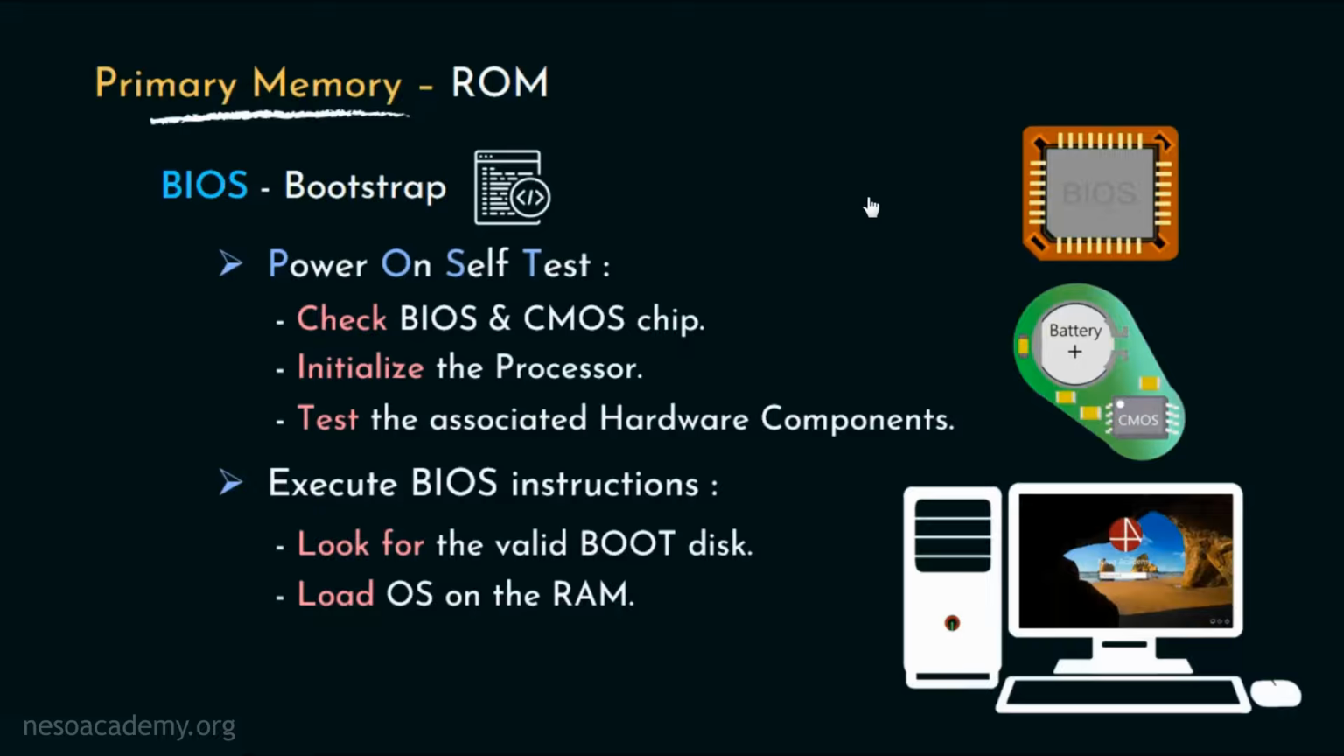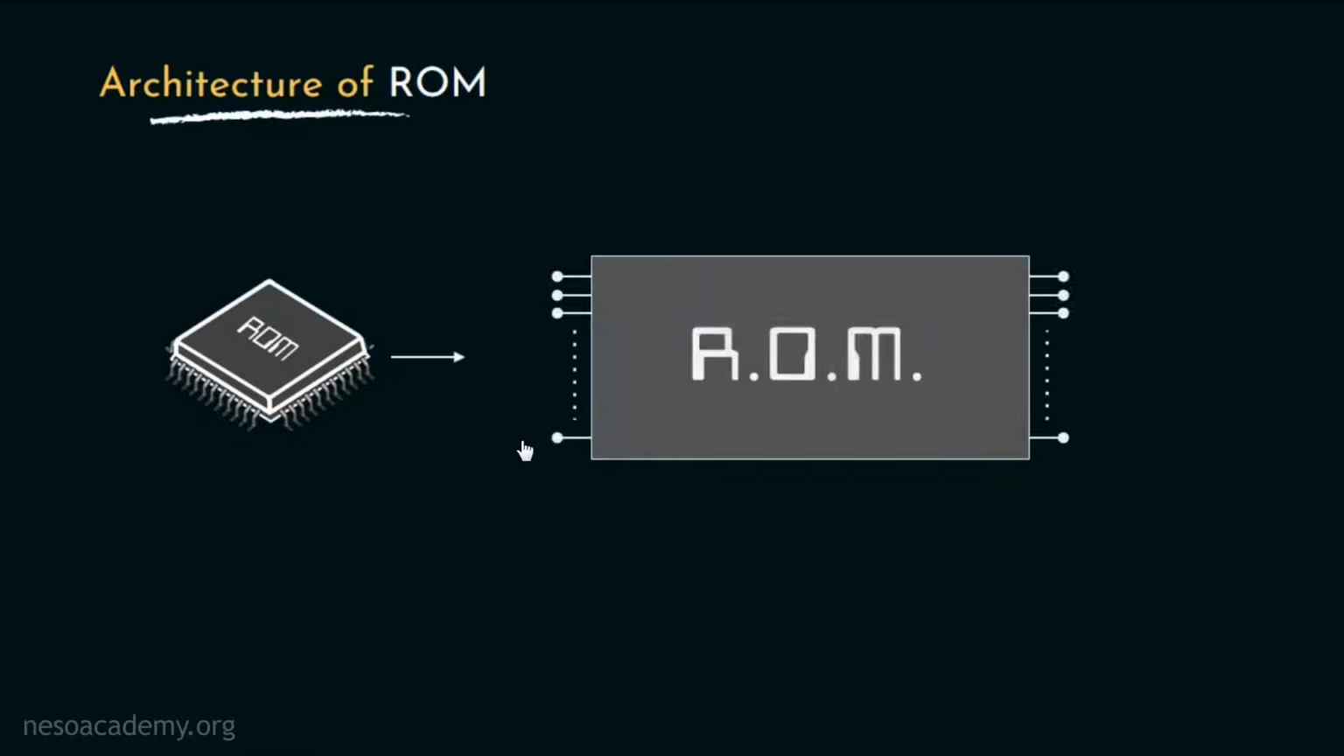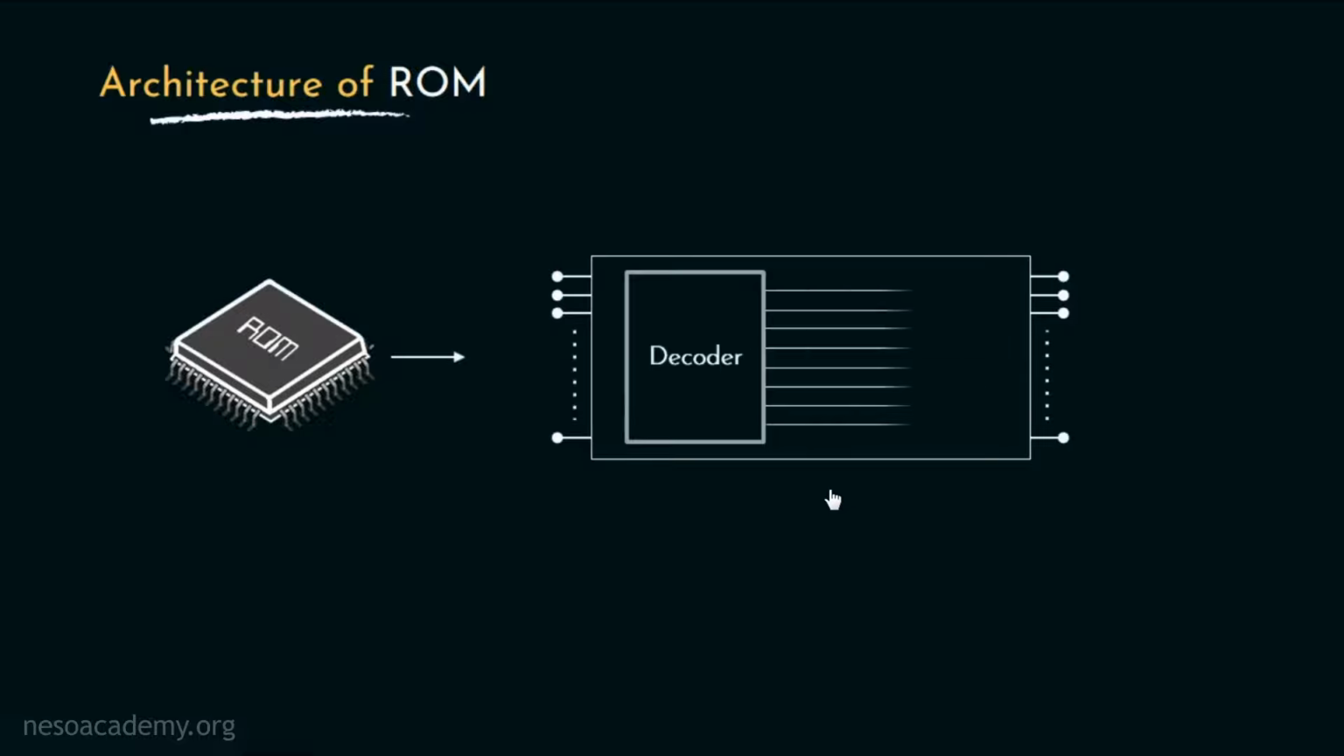That brings us the thought how it's all done. What's the architecture of ROM? How do we program in the instructions in a ROM? Alright, so let's begin with the architecture. Now the IC of the ROM looks kind of like this. If we consider the block view, the inside of a ROM is organized as this.